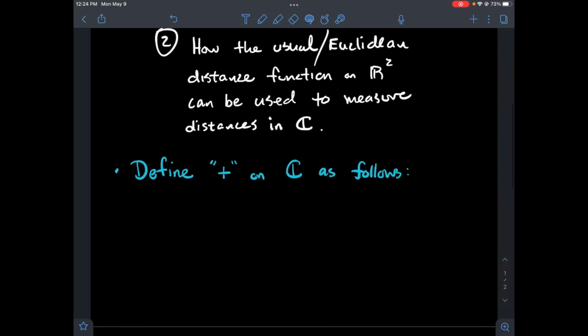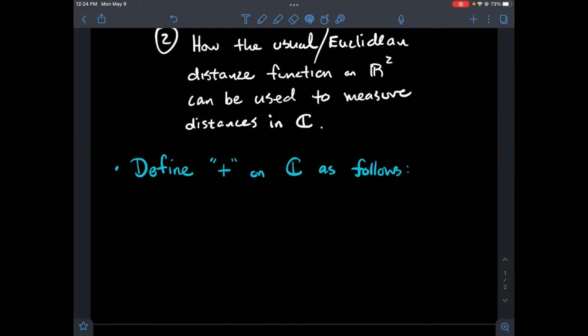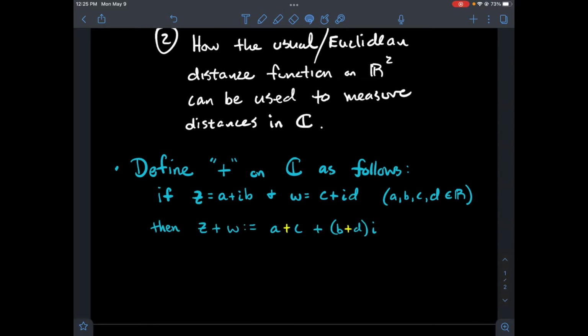How do you define addition of two complex numbers? If I have two complex numbers, z and w, where z is a plus ib, and w is c plus id, and remember here, a, b, c, and d are just real numbers, I want to talk about what z plus w should be. Let's define it as a plus c plus (b plus d)i. What do I want you to notice? I want you to notice that we're just combining like terms.